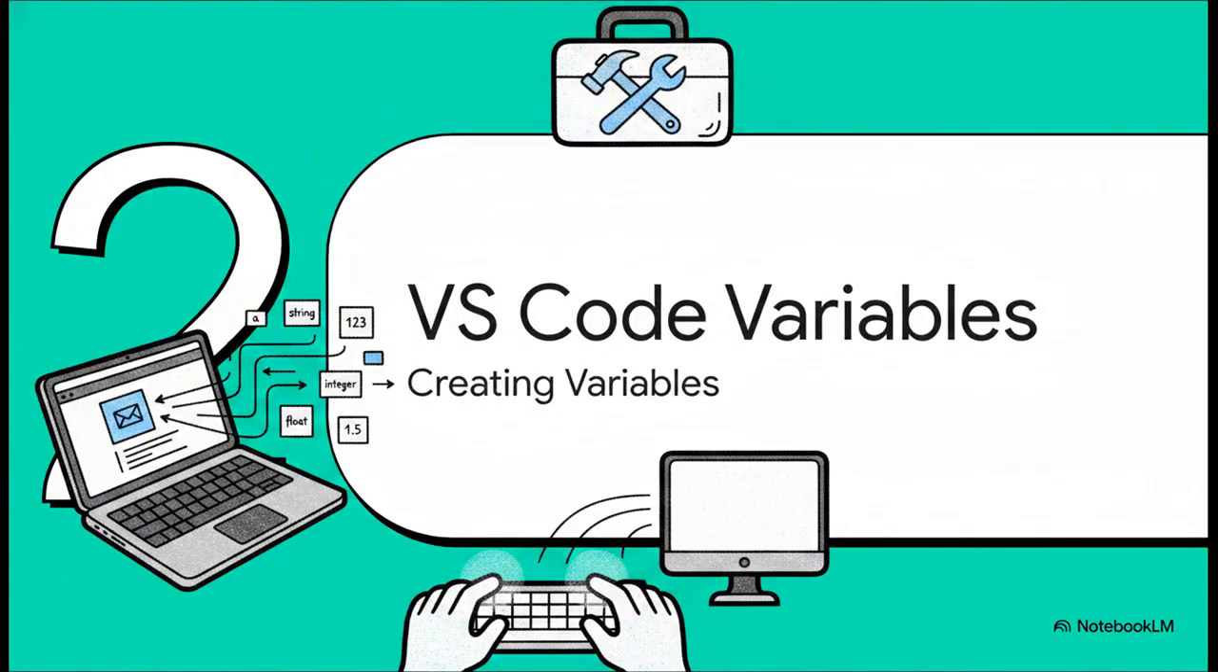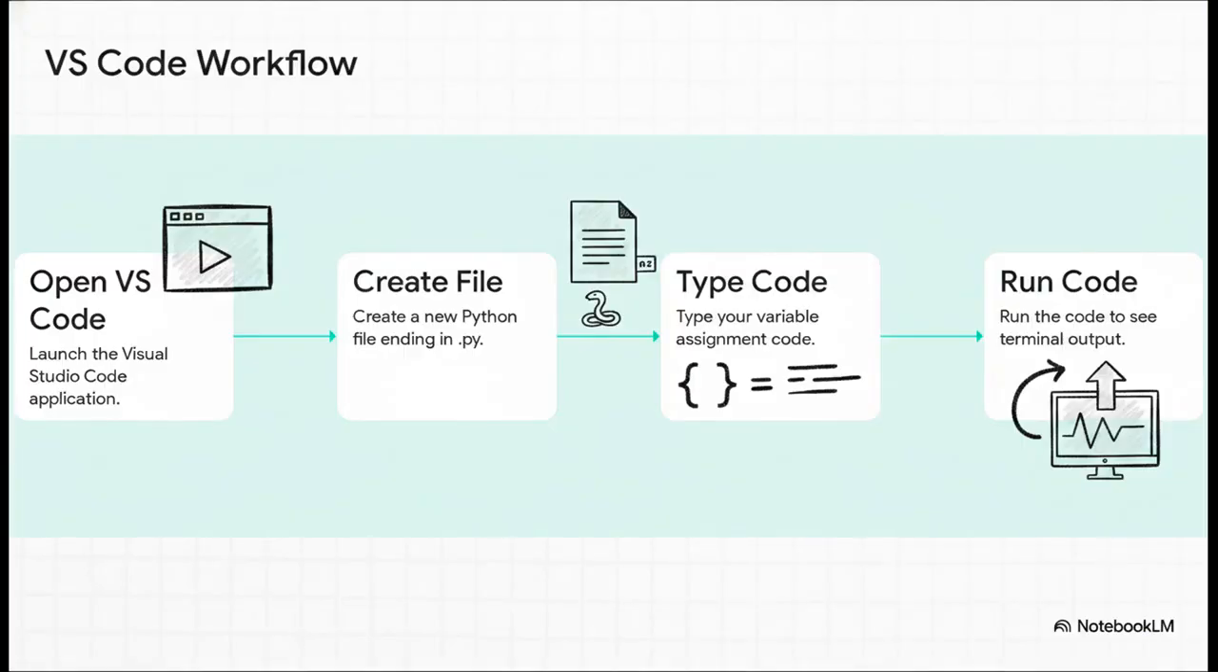Okay, moving on to Section 2, creating variables in VS Code. Let's look at this simple 4-step workflow we'll be using in our digital workshop. First up, you open the Visual Studio Code application. Second, you create a brand new Python file, the ones ending in .py. Third, we literally just type our variable code right into the editor. And finally, step 4, we run that code to see the results pop up in the terminal output at the very bottom of our screen. It is a super satisfying loop once you get the hang of it.